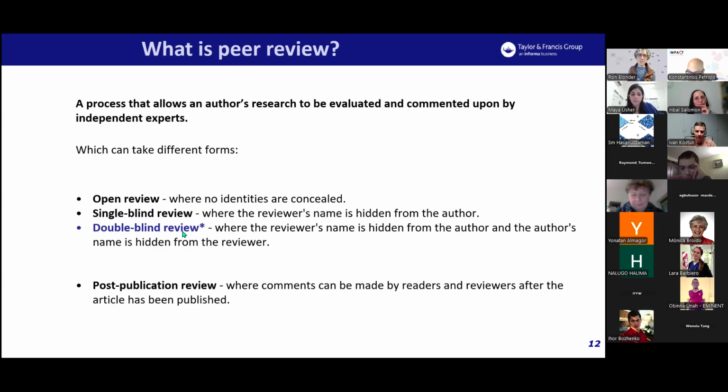There are some journals that are in a different status, open review, where the author's identity is known and the reviewer identity is known, and single blind review when only the reviewer is blind, and so on. So it's important to read the instructions carefully and to know what the instructions of your journal are. Okay.